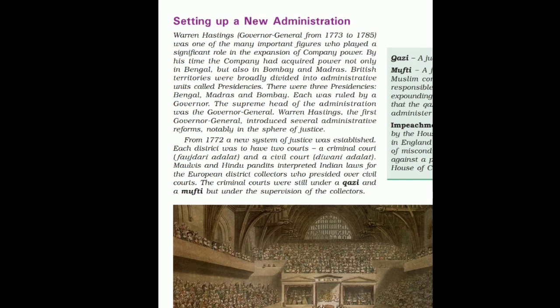Setting up a new administration. A new administration was set up under the leadership of Warren Hastings, from 1773 to 1785. The British territories were divided into presidencies under governors: Bengal, Madras and Bombay. Warren Hastings, the first Governor General, introduced several administrative reforms, mainly in justice. Each district had two courts: one criminal and the other civil. The criminal court was the Faujdari Adalat under the Qazi and the civil court was the Diwani Adalat under the Mufti.